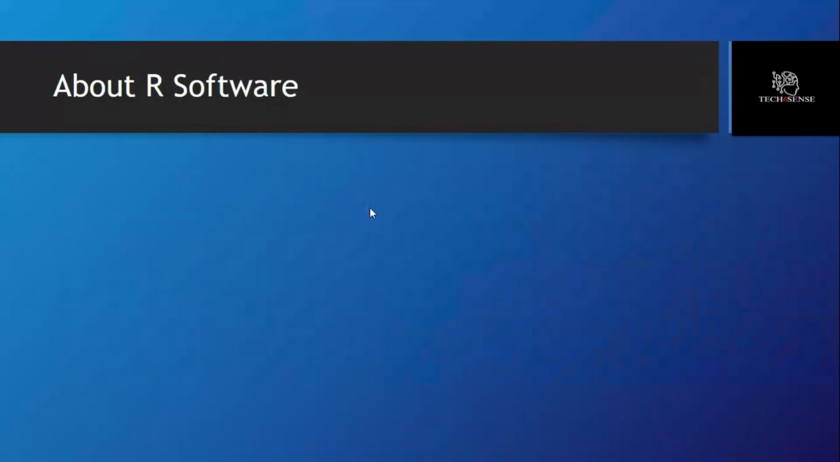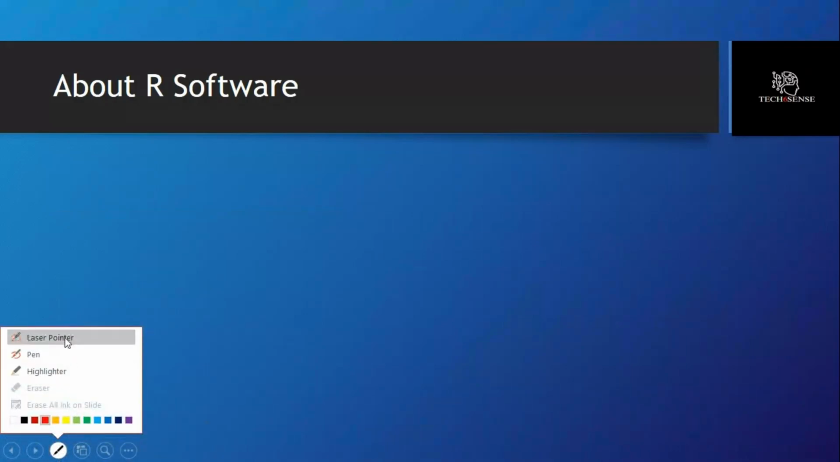Now we will discuss our second agenda, that is R software. At this point, I hope you have a good idea of how data can be used to improve business performance. I would like to start talking about software for analyzing the data. Specifically in this lesson, I will give you some background about R software or R language. So take a laser pointer.